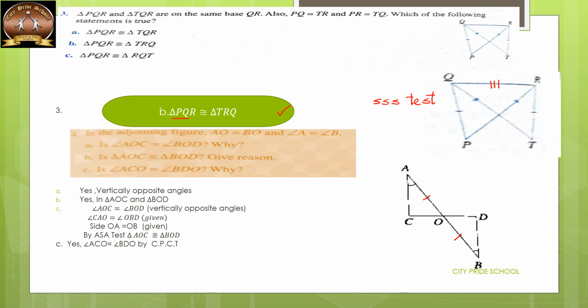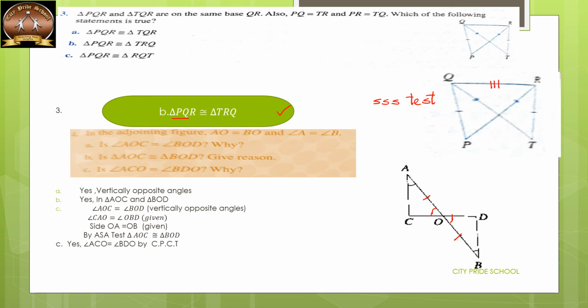You have learnt about vertically opposite angles, that is, whenever two lines intersect, a total of 4 angles are formed, and these angles are equal by the property called vertically opposite angles. So here the first question, whether angle AOC is equal to angle BOD, is correct because they are vertically opposite angles. Now they are asking whether triangle AOC is congruent to triangle BOD. So now we will see whether they are congruent.